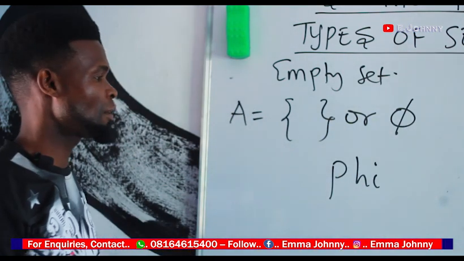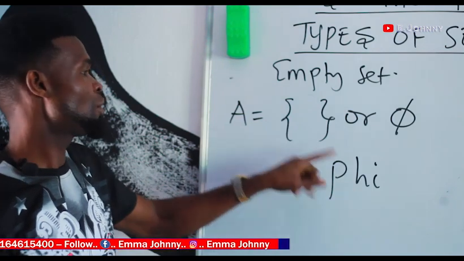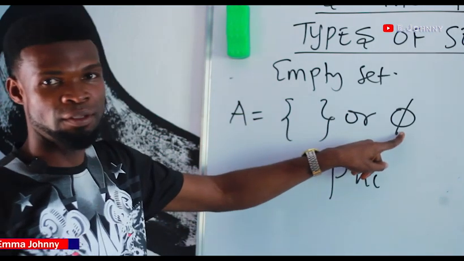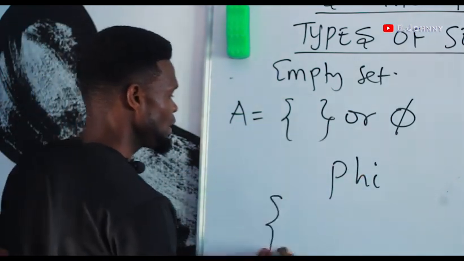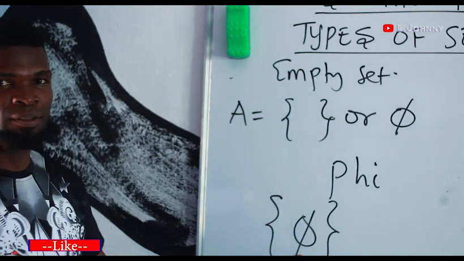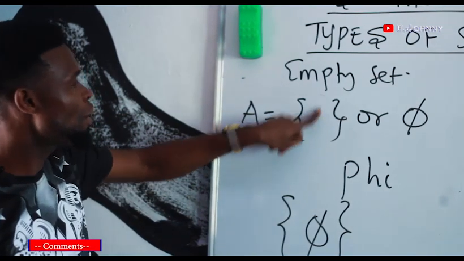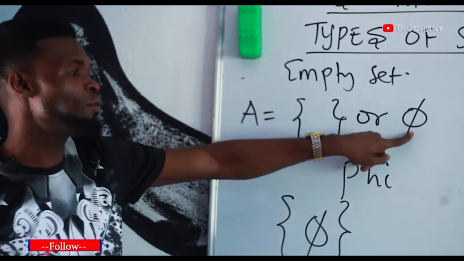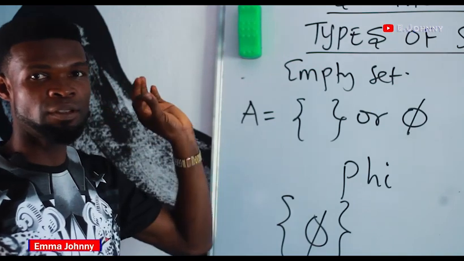It's a Greek letter or Greek word, phi. So it's either you use this or you use this. But this is not an empty set. At this point, there is an element inside this set. So it's either you use a curly bracket or you use phi to represent an empty set.